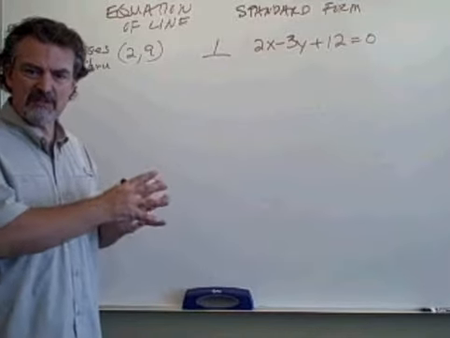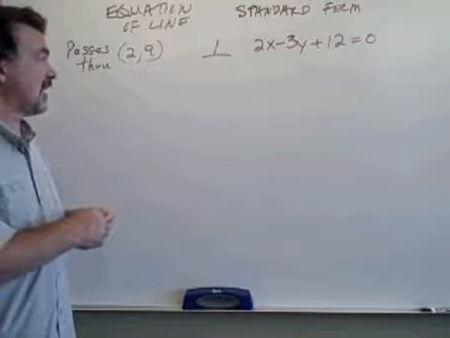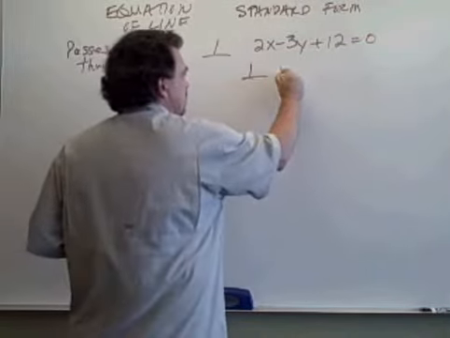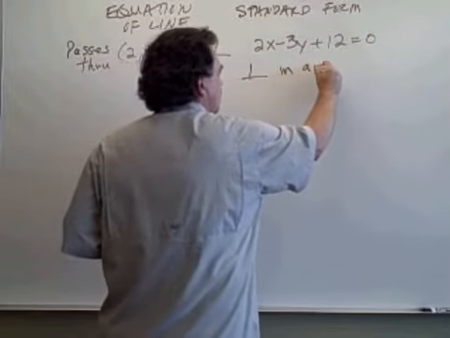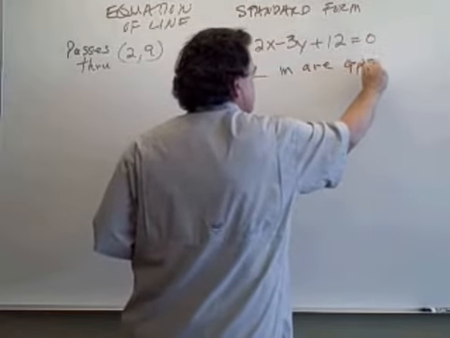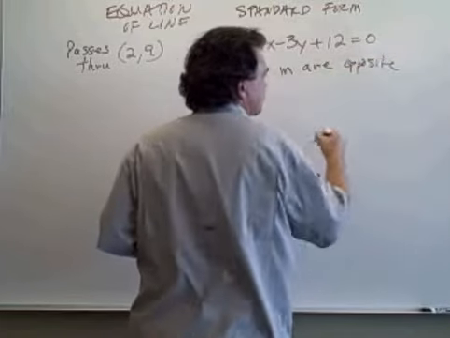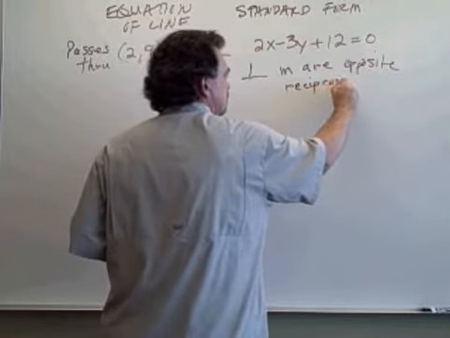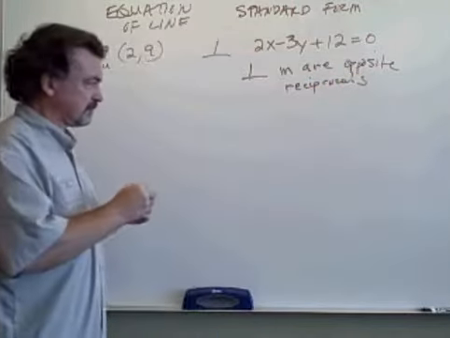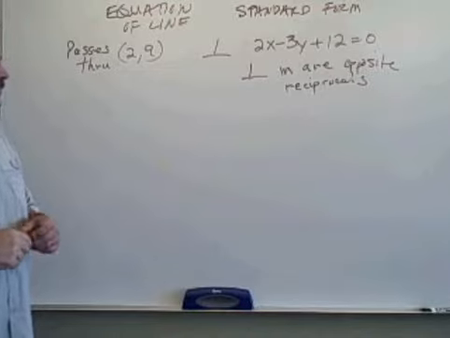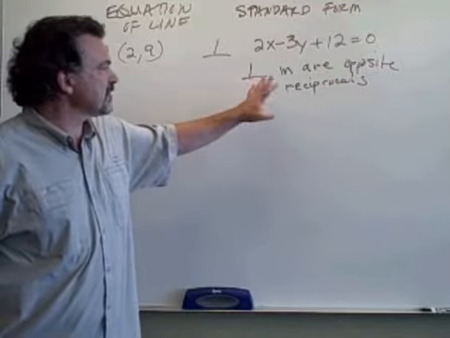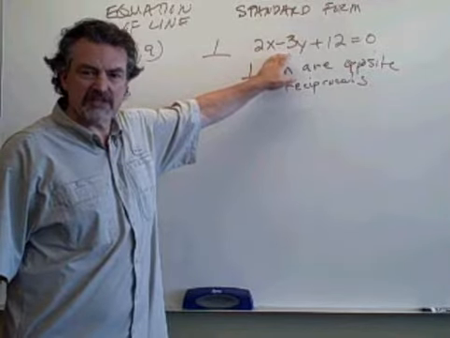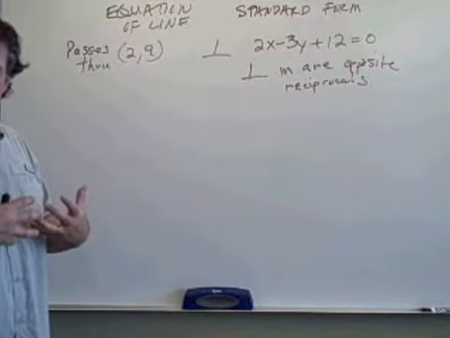Parallel lines have the same slope. Perpendicular lines, there's a relationship between the slopes. Perpendicular lines, their slopes are opposite reciprocals. The slopes of perpendicular lines are opposite reciprocals. So if we can again determine the slope of this line, we can take the opposite reciprocal.